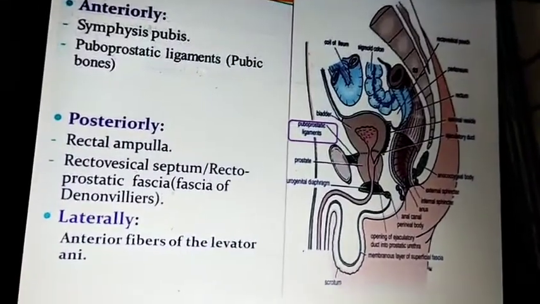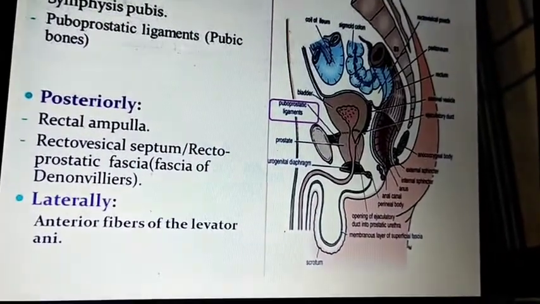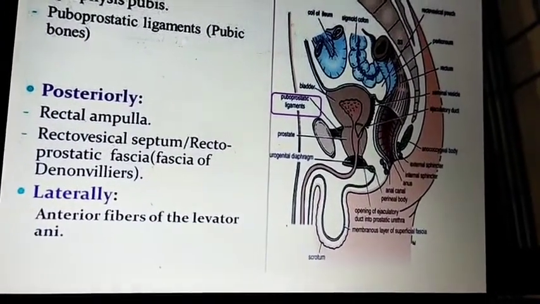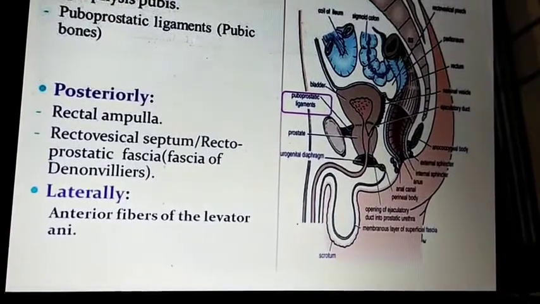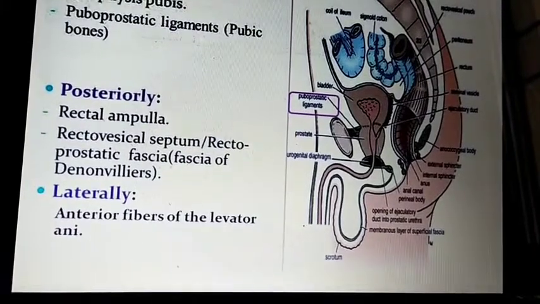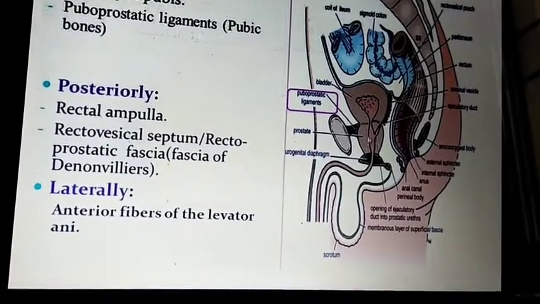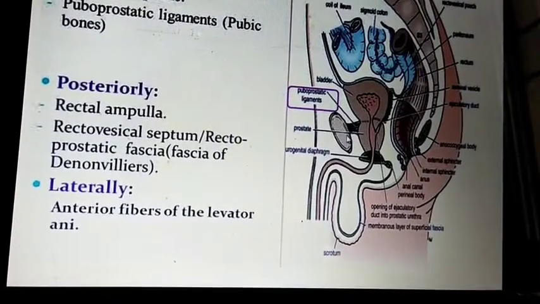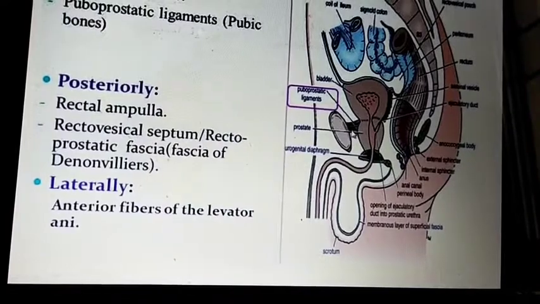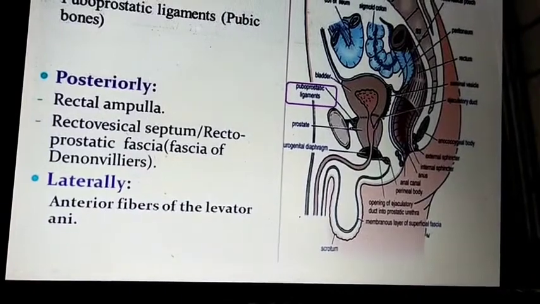Now the relations. Anteriorly, as I already told, it is present just below the pubic symphysis and the arch of the pubis. The prostate is present in the lesser pelvis. Anteriorly there are the pubic symphysis and the puboprostatic ligament, which is the ligament present between the pubis and the prostate; that is why it is called the puboprostatic ligament.